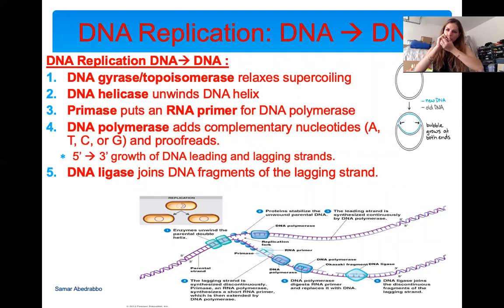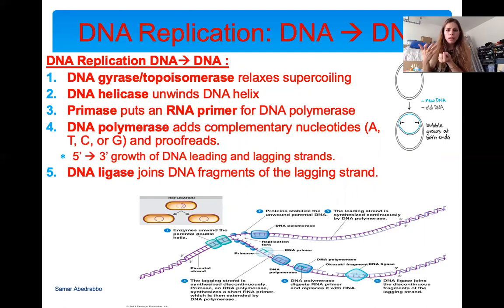DNA is very supercoiled, meaning it's very tightly wound on itself. If you're going to make a copy, you need to relax it a little. So DNA gyrase, DNA topoisomerase, whatever you want to call it depending on the textbook, will come and relax the supercoiling. Once you relax the supercoiling, another enzyme comes called DNA helicase. DNA helicase will unwind the DNA helix. Remember, DNA is double-stranded, so helicase will come and unwind it.